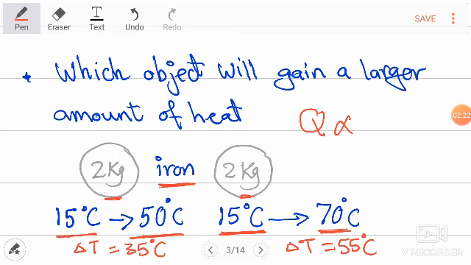Here the change in temperature equals 35, and here the change in temperature is 55, so it is heated more. So it requires a larger amount of heat. So the amount of heat depends on the change in temperature. A larger change in temperature needs a larger amount of heat. So Q depends on delta T, directly proportional. Larger change in temperature, larger quantity of heat.